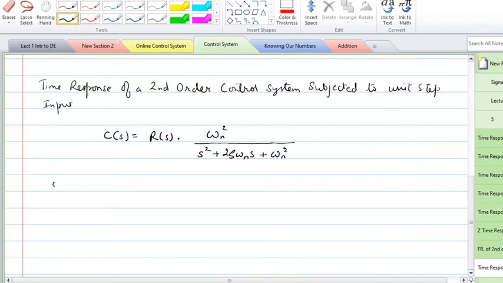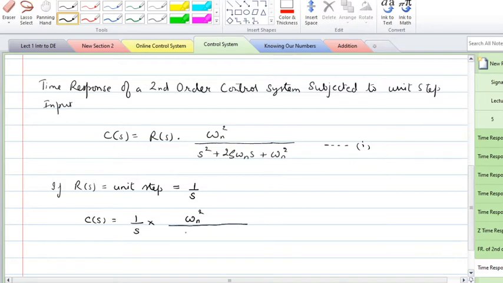Okay, so if R(s) is equal to unit step, then this will be equal to 1 by s. So substitute this in equation number 1. We will get C(s) is equal to 1 by s multiplied by omega n square divided by s square plus 2 zeta omega n s plus omega n square.